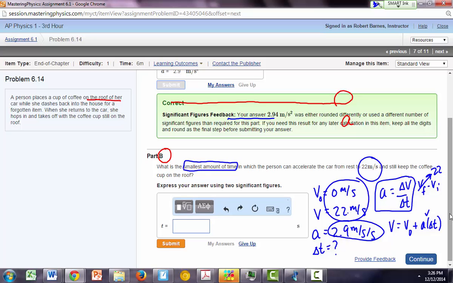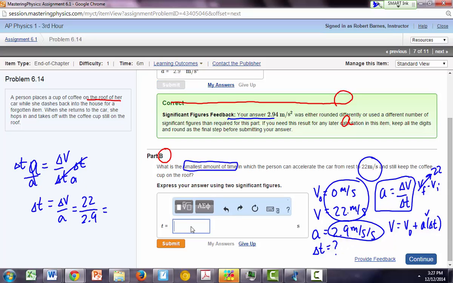I'm going to have to rearrange here, so I'll do it way over here on the left. a equals delta V over delta t. I multiply both sides by the delta t, divide by the a. They switch places. Delta t equals delta V over a. We already said that was 22. My acceleration is 2.9. So let's get an answer. 7.6 to 2 sig figs is what I get.